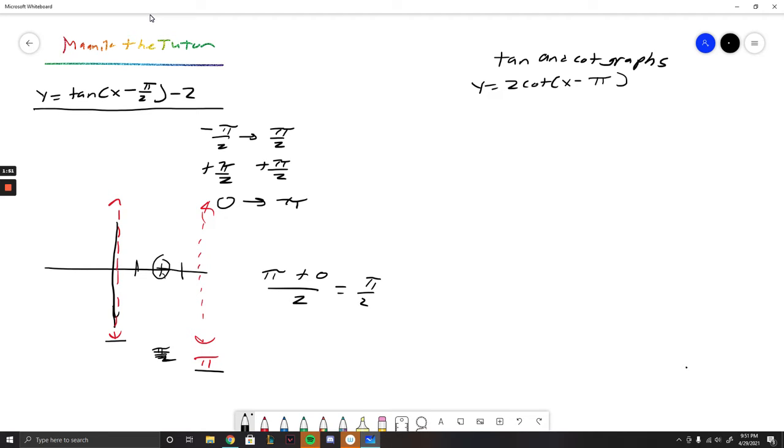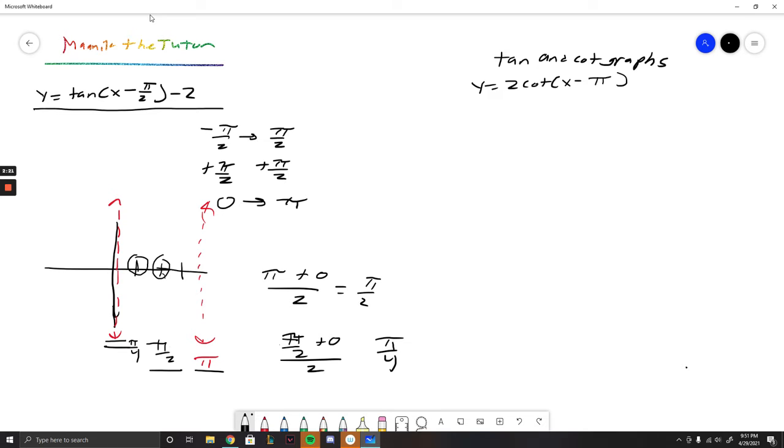Sorry, I wrote that pretty badly. So it's going to be pi over 2 for this middle point. And then for this point right here, we're going to average this number and this one. So this is going to be pi over 2 plus 0 over 2, which is just going to give us pi over 4. So that's how we know this point.